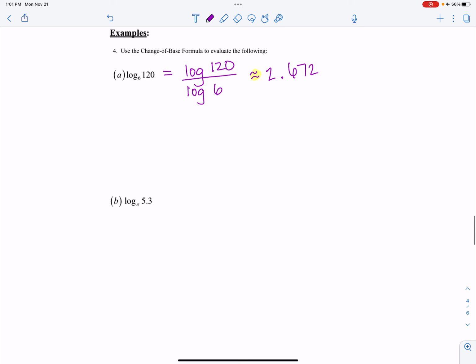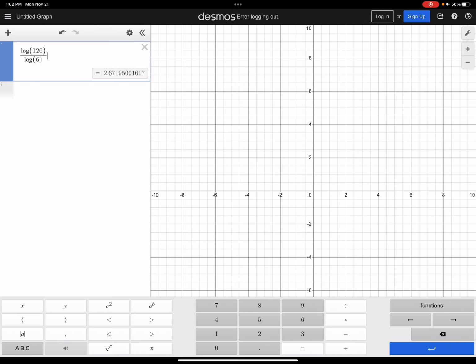Let's do it again. Log base pi of 5.3. Let's rewrite it using our change of base formula. We'll have log 5.3 over log of pi. Now, notice that I, just out of habit, am turning all of these logs into base 10. And that's what the calculator is working out of, is base 10. So we have log of 5.3 over the log of pi. I'll show you that one.